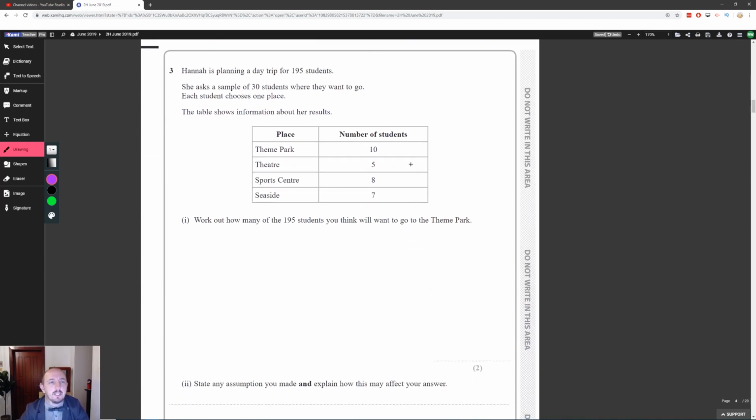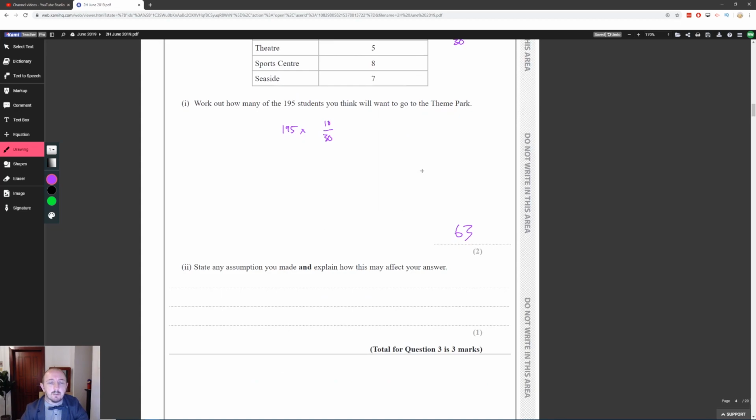Hannah is planning a day trip. This is a stratified sample here. So out of the 195 students, how many do you think will go to the theme park? We've got 10 students out of the 30 in the sample, so that's a third. So we're going to do 195 times 10 over 30, or divided by 3, and we get 63.